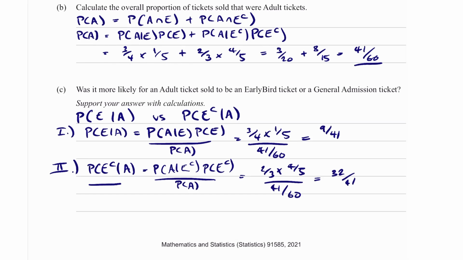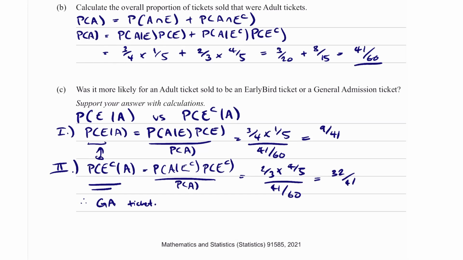And so which one was more likely? It had to be this second version here because the probability is naturally much higher. So the probability of EC given A was more likely. Remember, EC is our general admission ticket. So therefore, general admission ticket. Now, something I've just realized, I applied Bayes' theorem twice, but this is actually the complement of that.